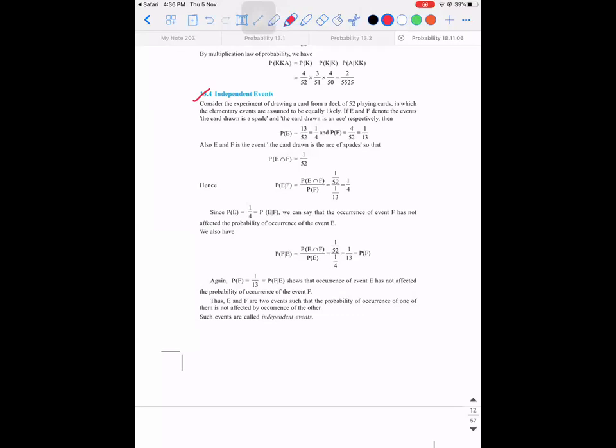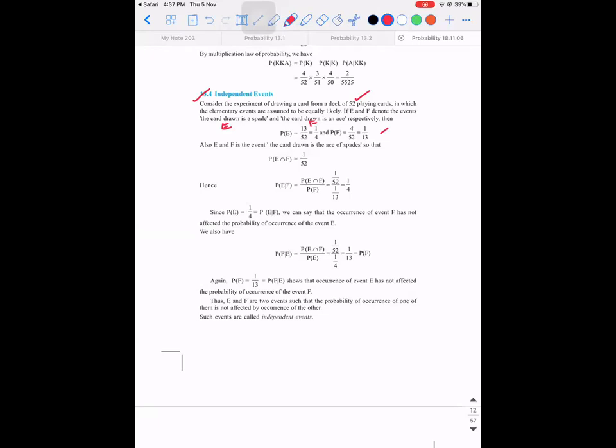Consider the experiment of drawing a card from a deck of 52 playing cards in which the elementary events are assumed to be equally likely. If E and F denote the events, first event E denotes the card drawn is a spade and event F denotes the card drawn is an ace, respectively. Then the probability of E is what? So the probability of getting a spade is 13 by 52. Similarly, the probability of getting an ace is 4 out of 52.